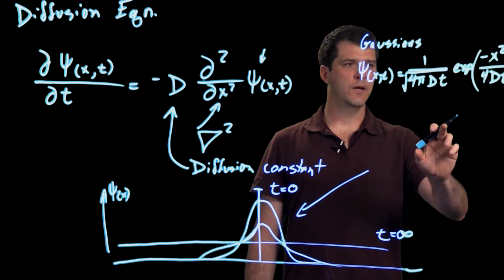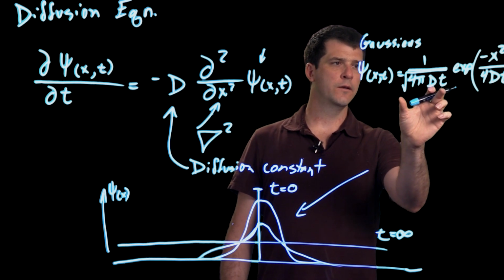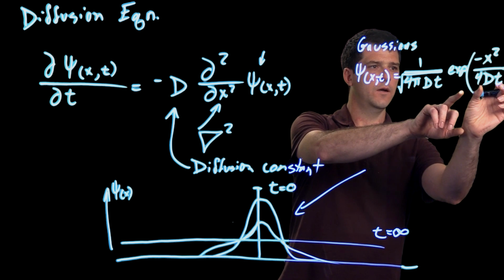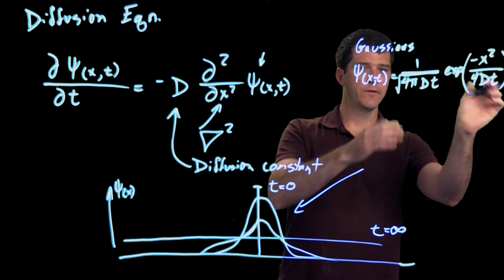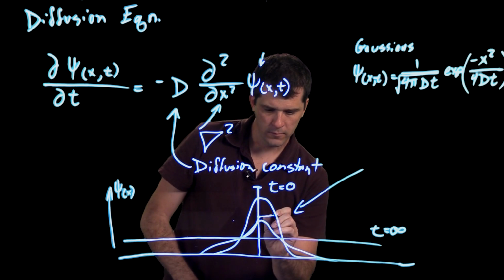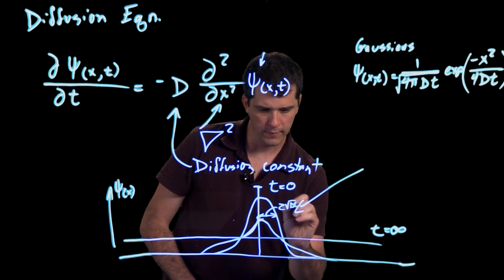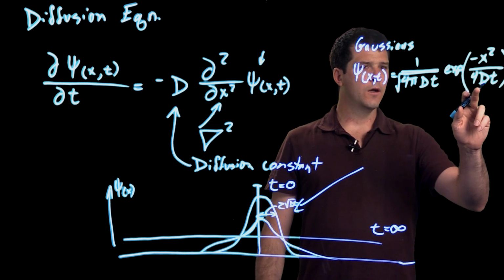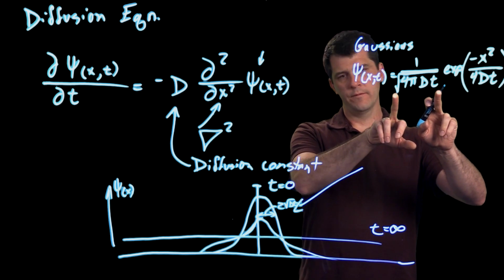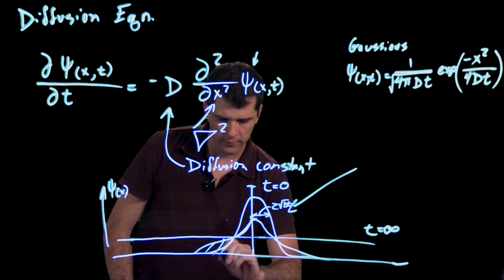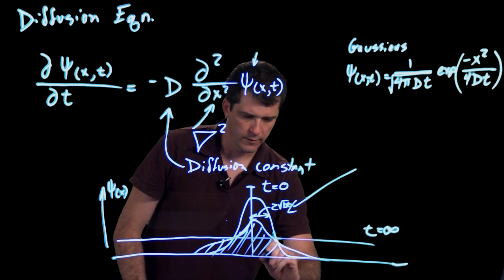And you can see as time goes on, this function here will be a Gaussian function with increasing width. So this width here is given by 2 square root of Dt. And then this factor out front is the normalization factor that ensures that the area under these curves is always maintained.